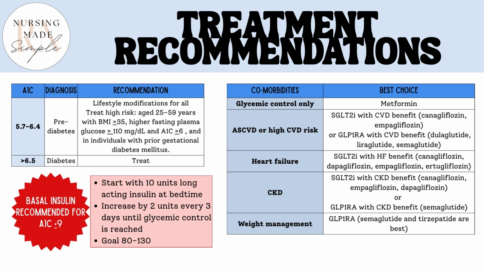Typically, we start with 10 units of a long acting insulin at bedtime. And what we tell our patients to do is increase this by 2 units every 3 days until glycemic control is reached. And typically, we'll tell them that their goal is going to be somewhere between 80 and 130. And that is a fasting plasma glucose that should be taken first thing in the morning.